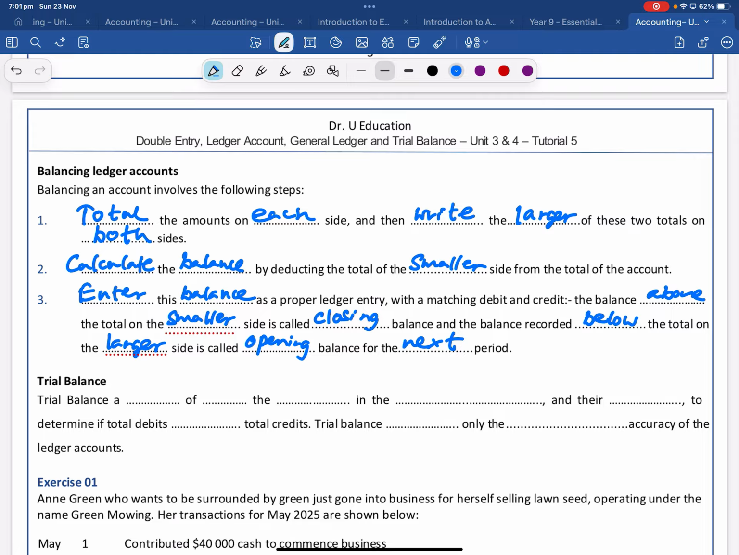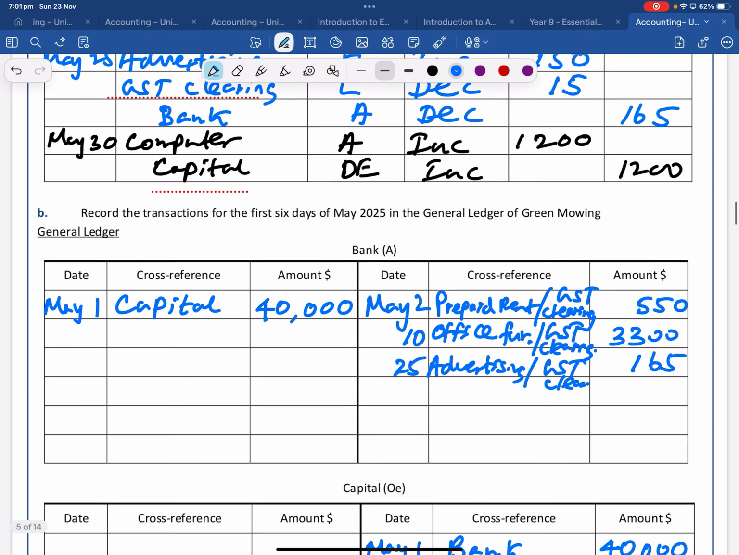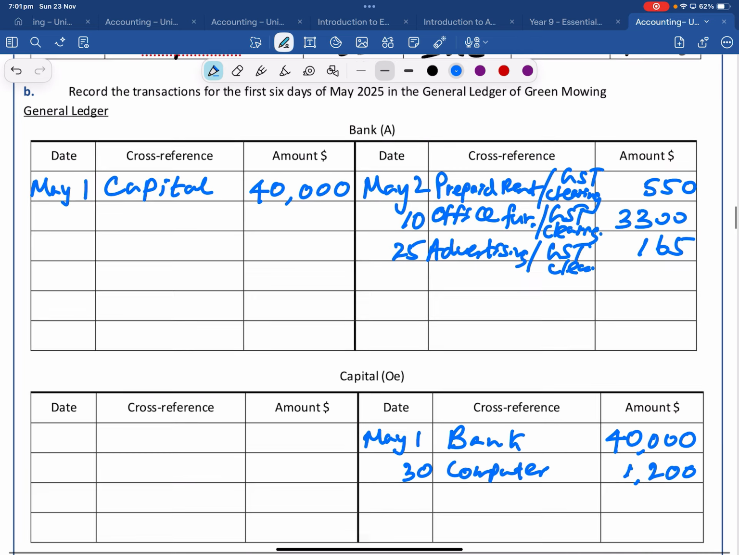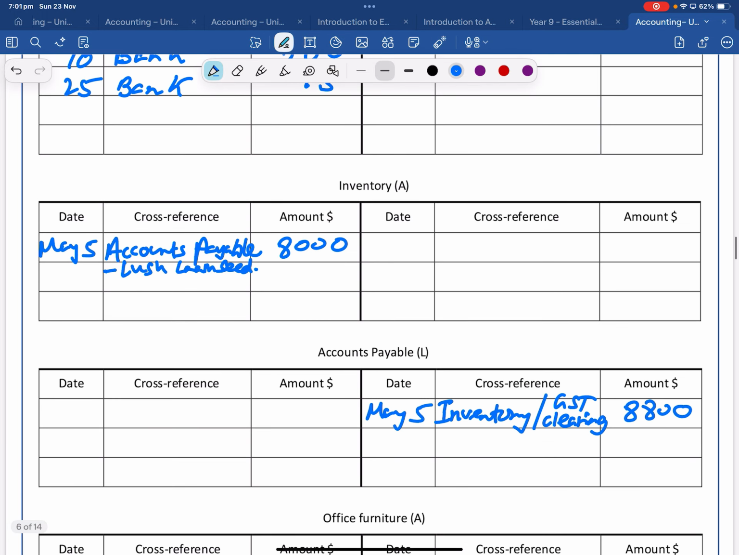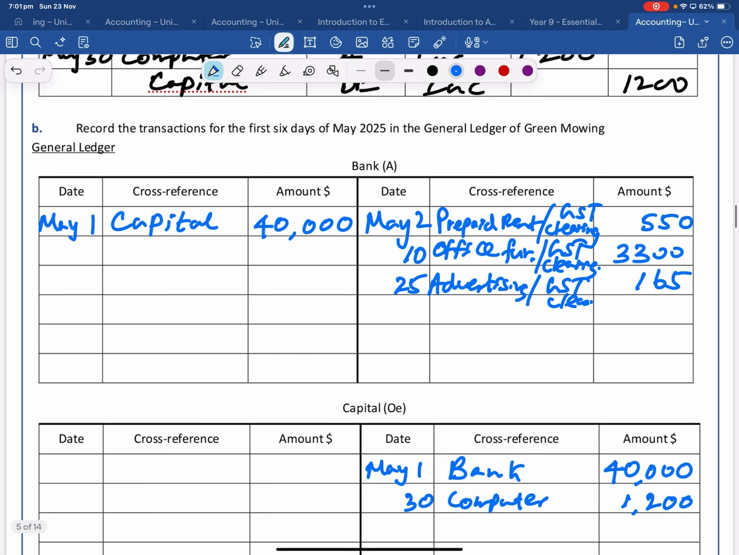Wait. So why do you write the larger of the two totals on both sides? Yes, that's how we balance. Okay, shall we do it? Right. Okay, guys, this is what we are going to do. Now, let's balance John. Yeah, we'll do this one.